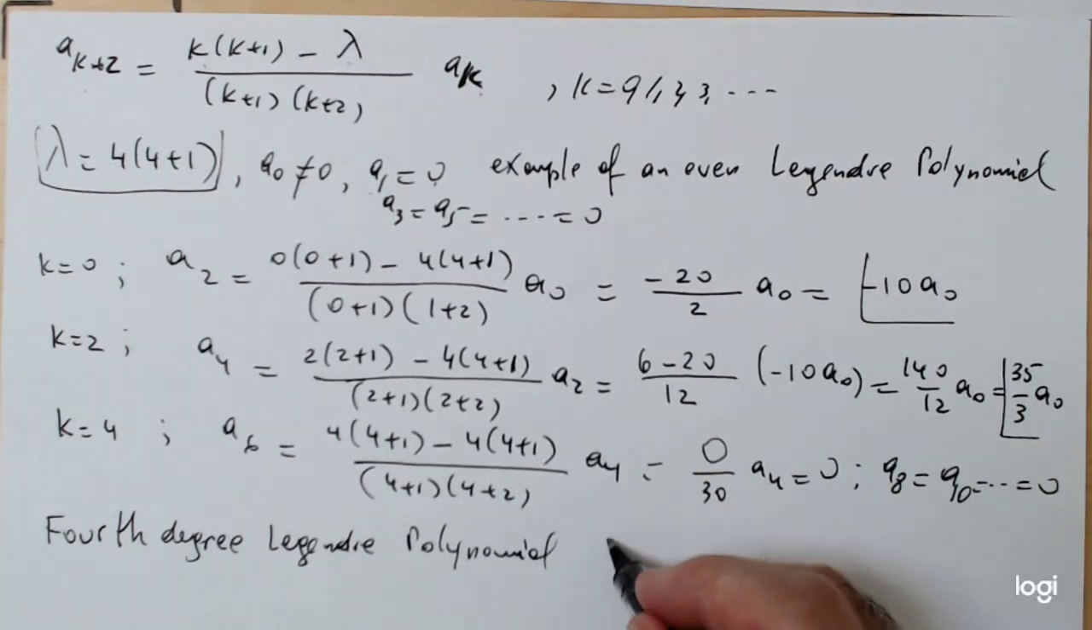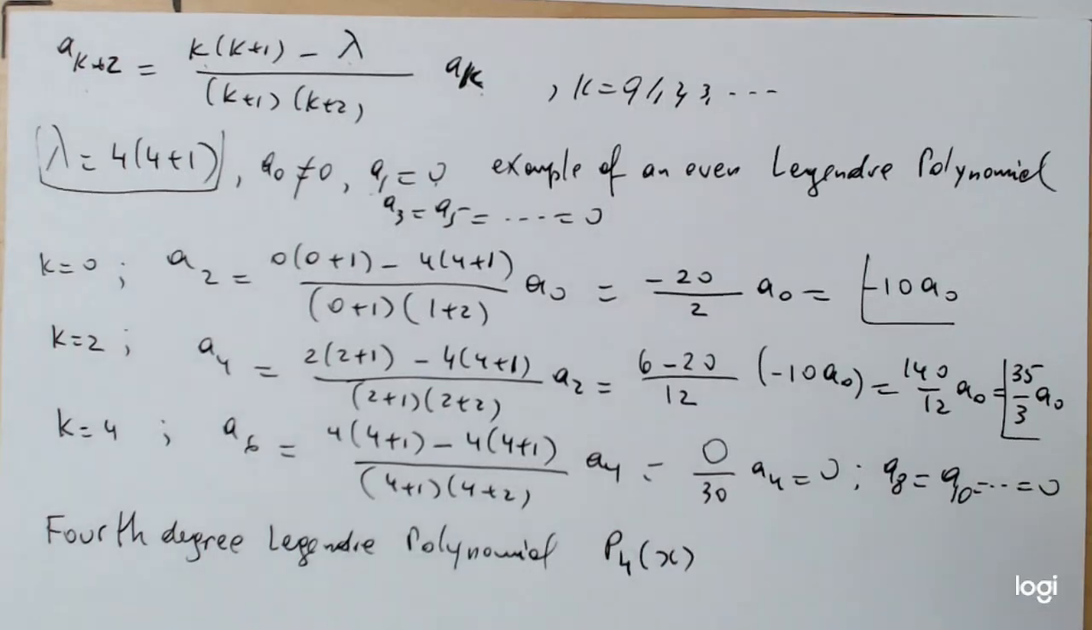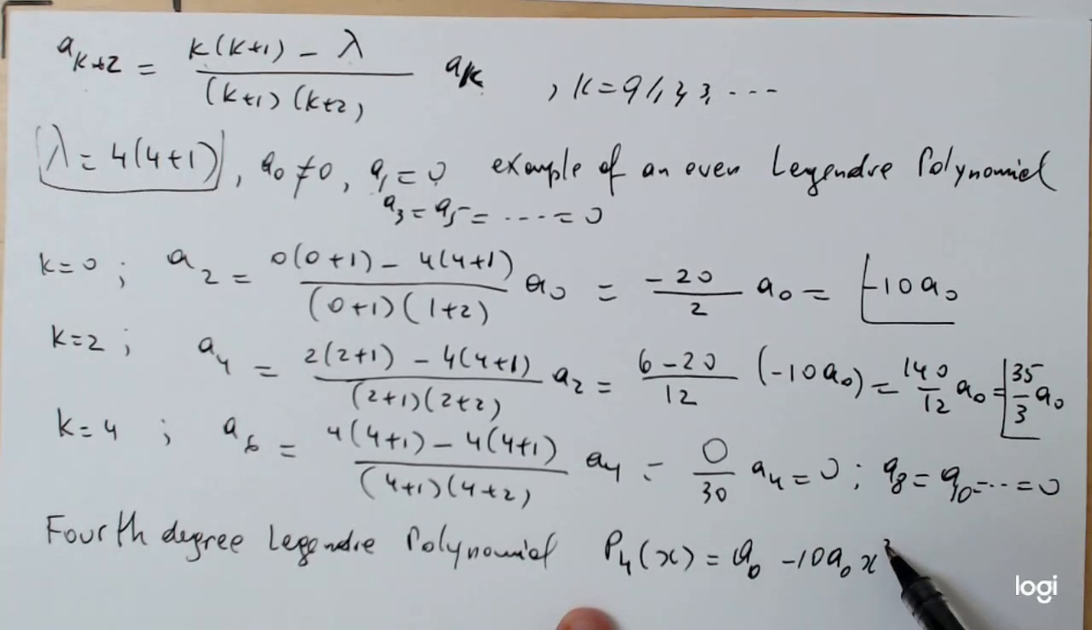which is basically denoted by P4 of x. So in the notation of these, when I write it down later, Legendre polynomials are denoted by P and the degree indicated on the bottom here as an index. And then, of course, the polynomial itself, in this case, will be a naught, the first term, then a2 x squared, which is minus 10 a naught x squared, plus 35 a naught over 3 x to the power 4.